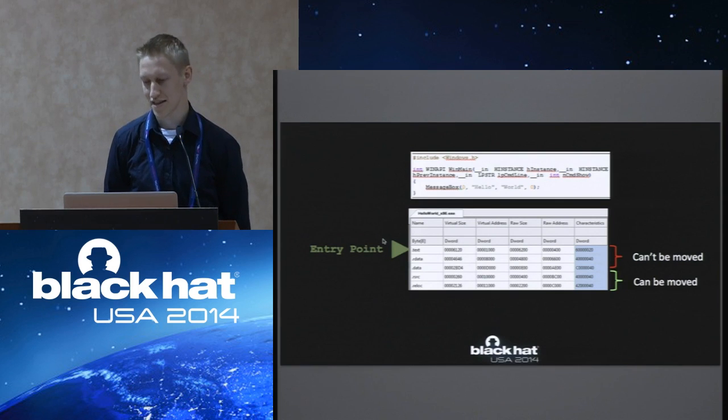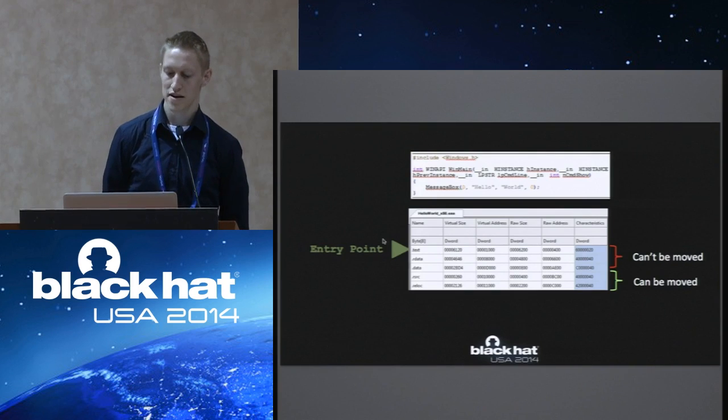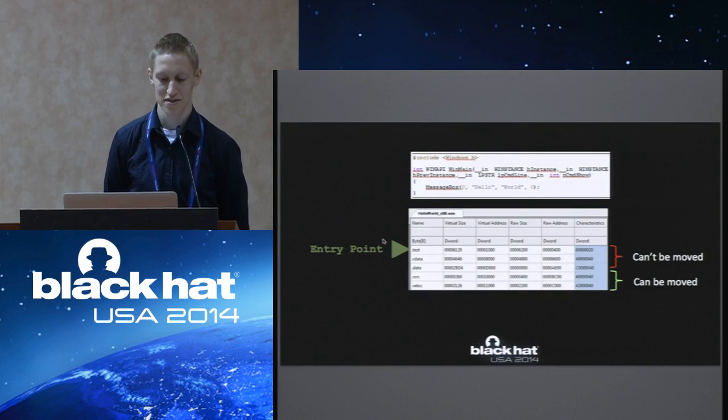The data section contains the static strings or the static data from your program, for example, the hello world string. The rdata section is the imports section of your program, and this contains at runtime the addresses of the Windows API functions that the program is counting on. So in this case, MessageBox.